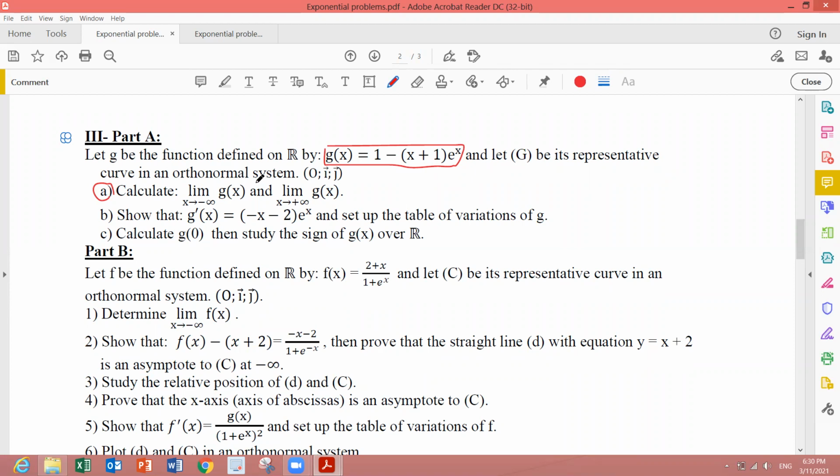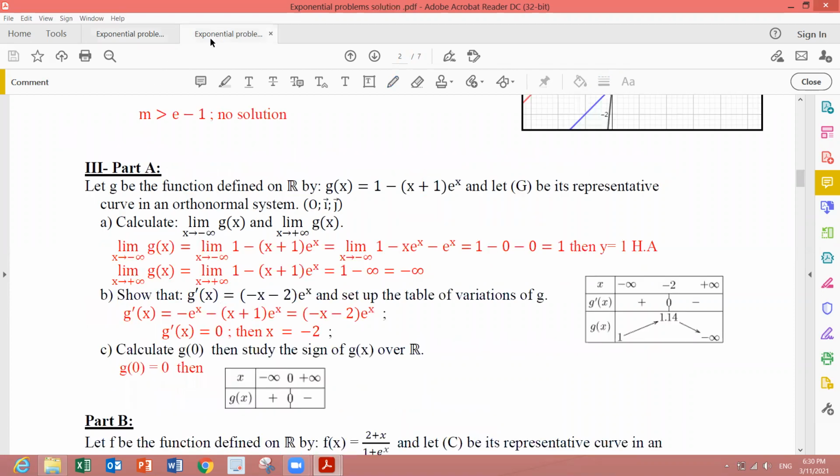To calculate the limit as x tends to minus infinity, we replace x by minus infinity. Minus infinity plus 1 is minus infinity, e to the minus infinity is 0. So it is indeterminate, we put e to the x in the denominator and we apply L'Hospital's rule.